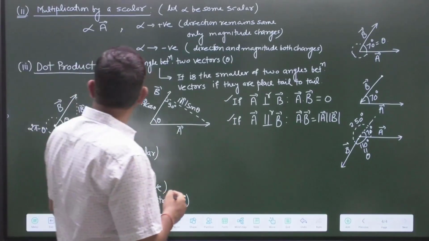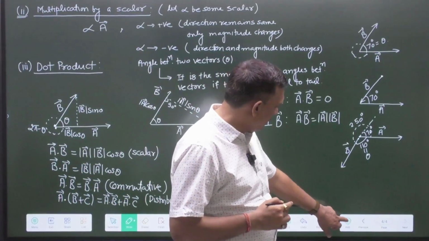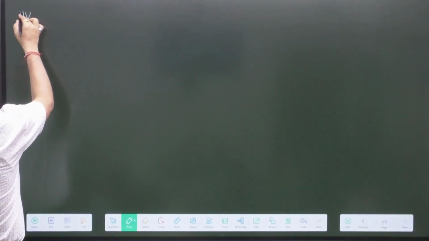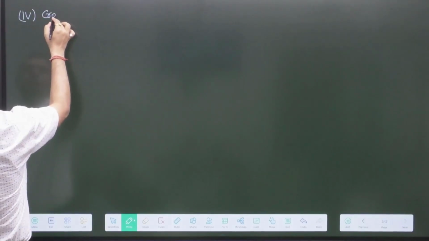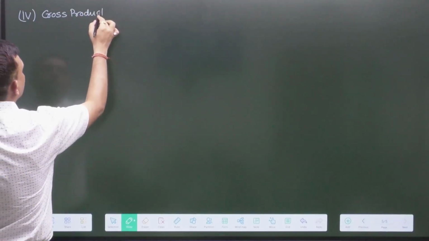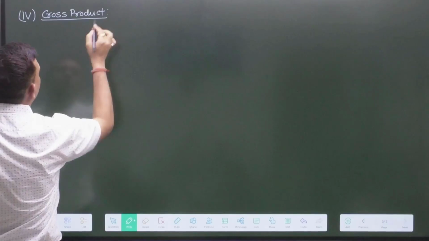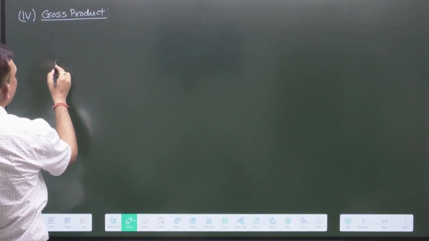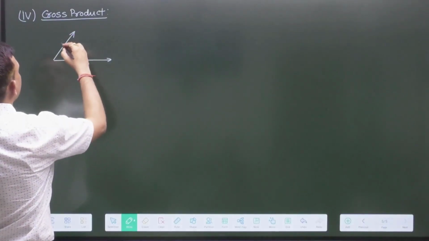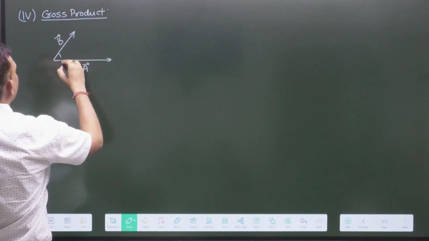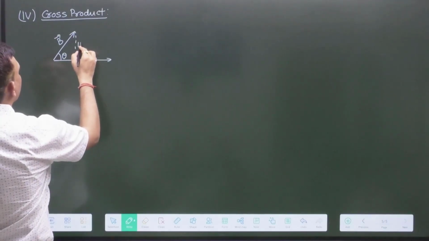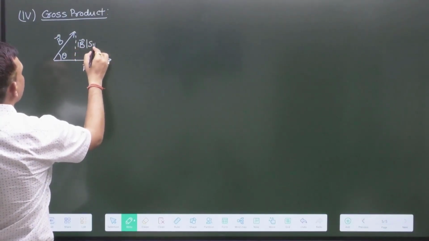Now next one, the fourth one, is cross product of two vectors. Cross product. So again, let's say this is vector A, this is vector B, and this is the angle between two vectors. So this projection is given by mod B sin theta.